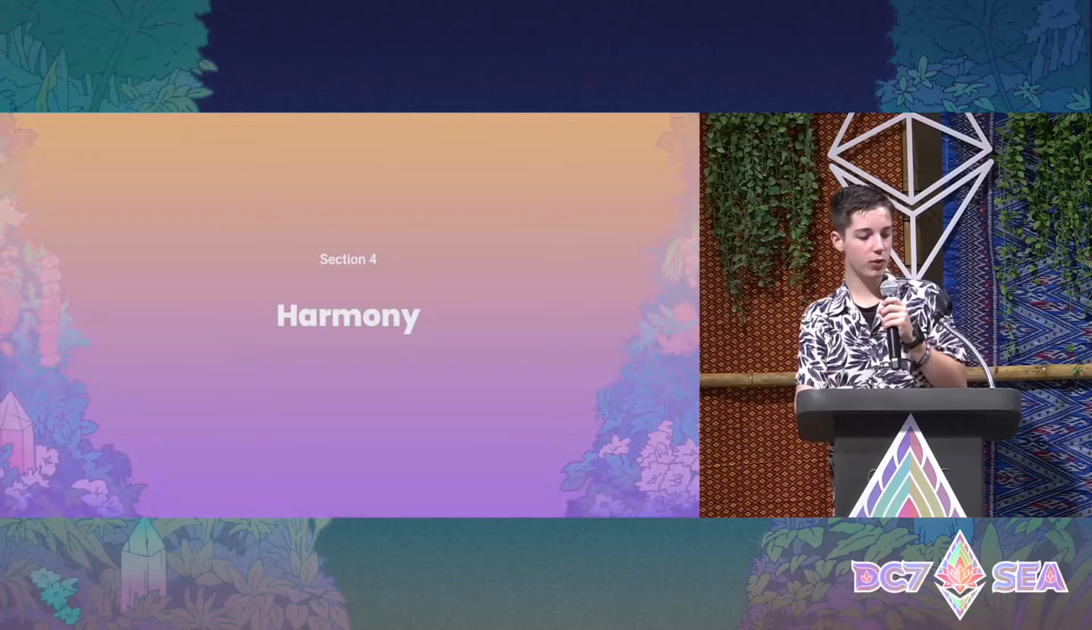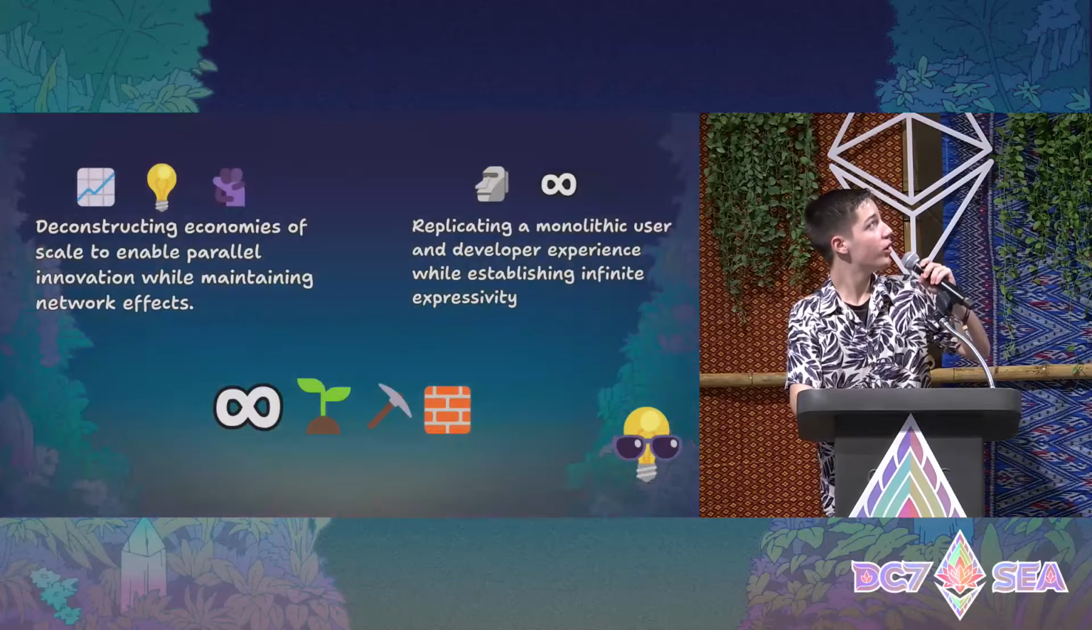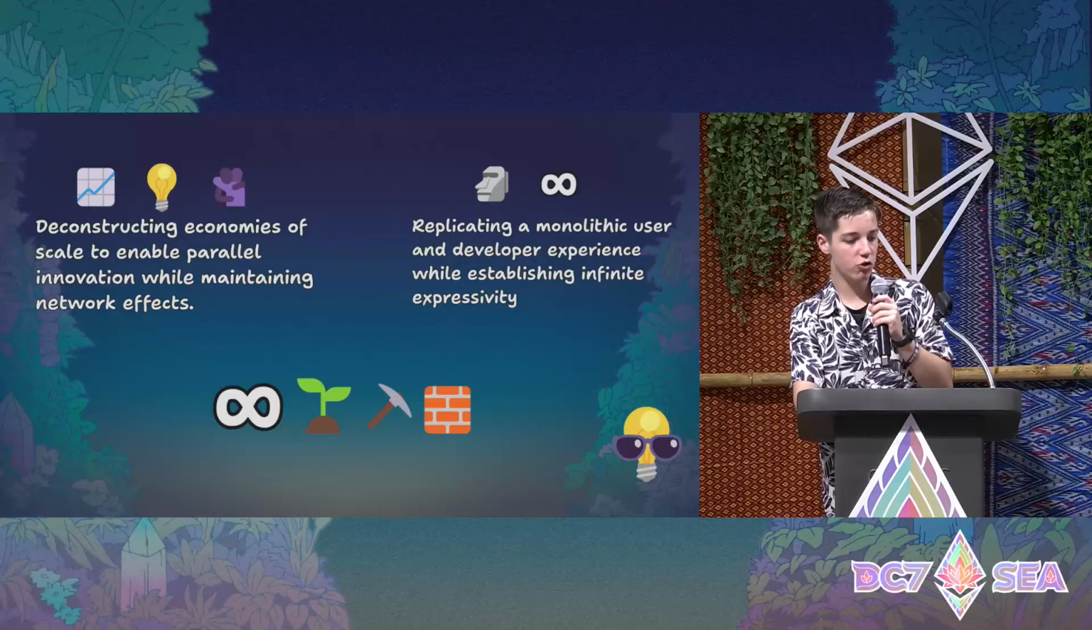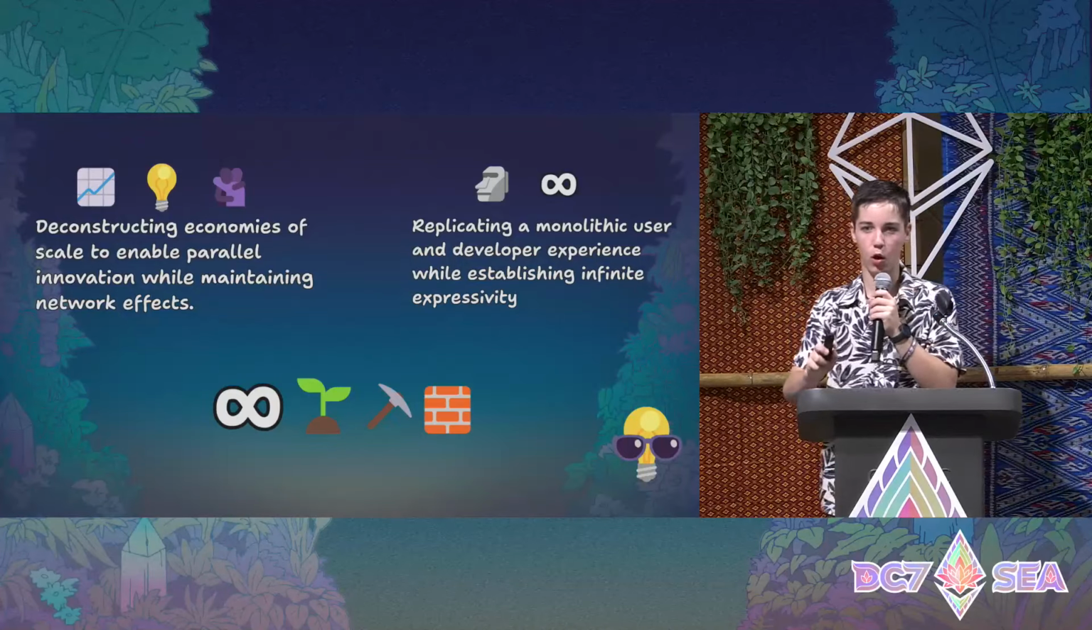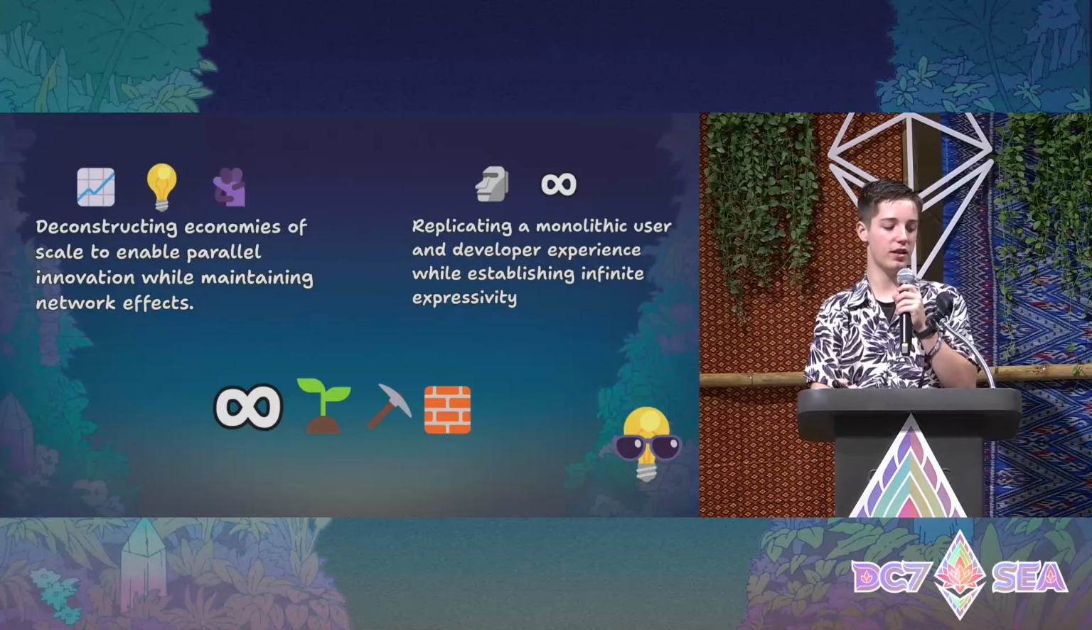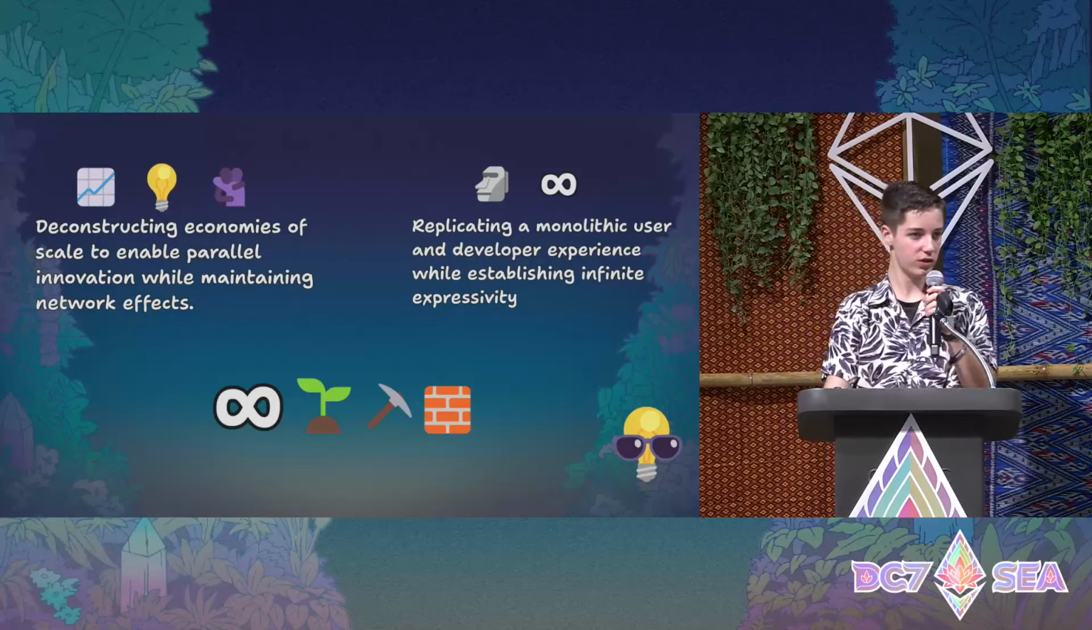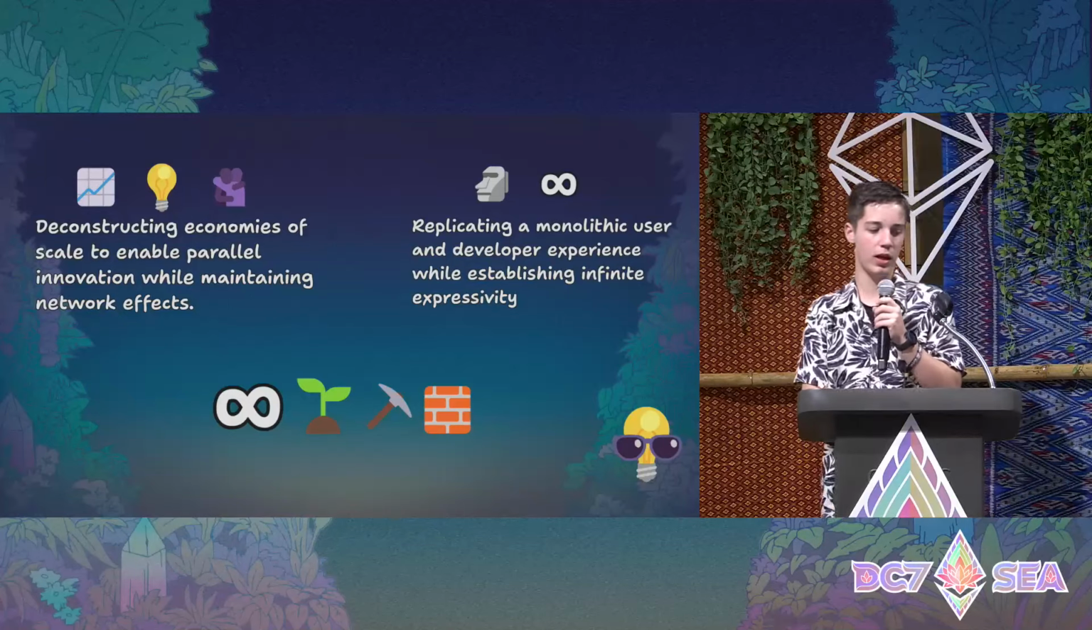Cool, so after we've done all this, what do we get? Harmony. And more specifically, deconstructing economies of scale to enable parallel innovation while maintaining network effects. I've said this in all of my talks so far this week, and it's so important, right? We don't want economies of scale to introduce centralization risks, and we want to promote parallel innovation as much as possible.